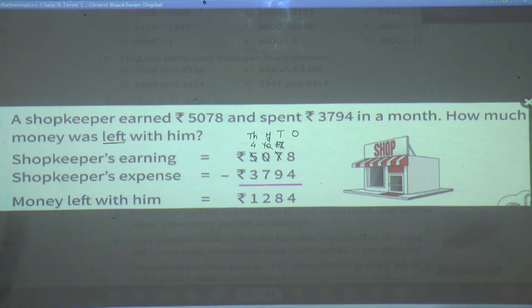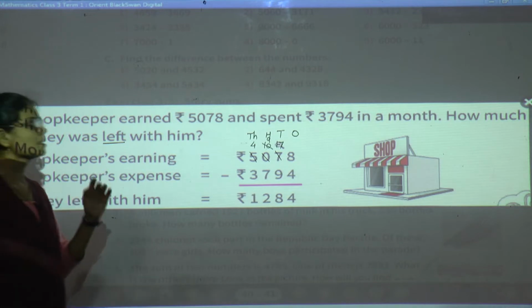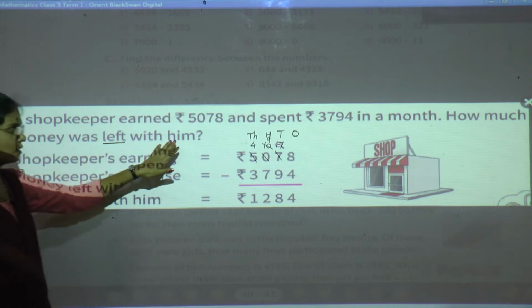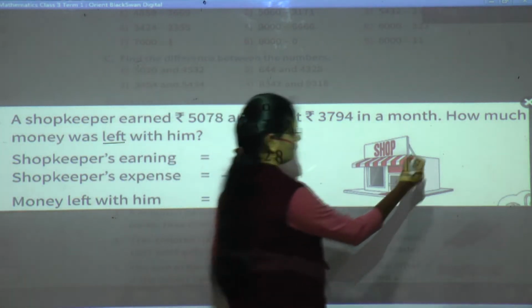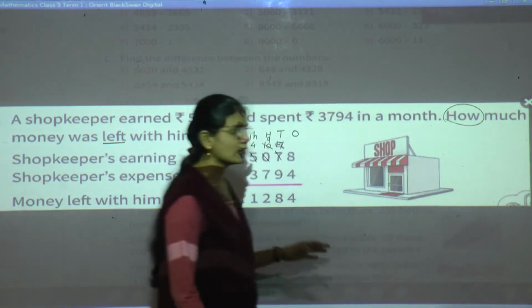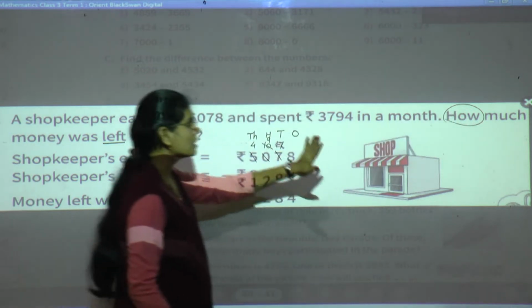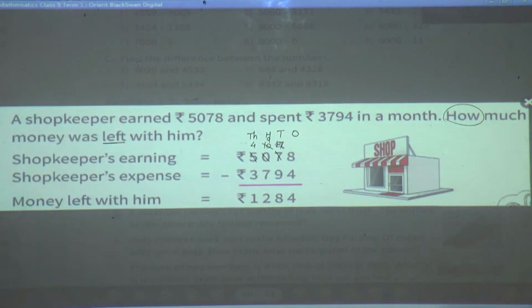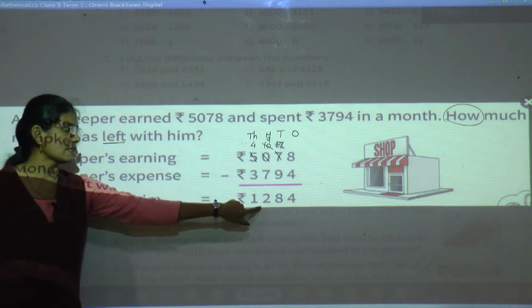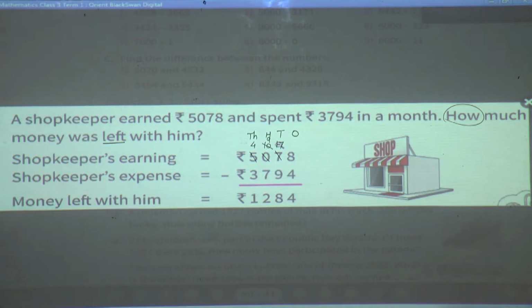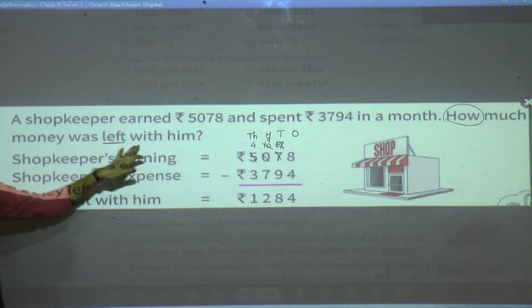Yes. See students, how will you write the answer in a sentence? See, what is the question? How much money was left with him? Only what you have to do is remove the words how much and put the answer instead. What will be the answer then? Money left with him is equal to what? What is the amount? Rupees 1284. So in the sentence, how will you write the answer? Rupees 1284 money was left with him.